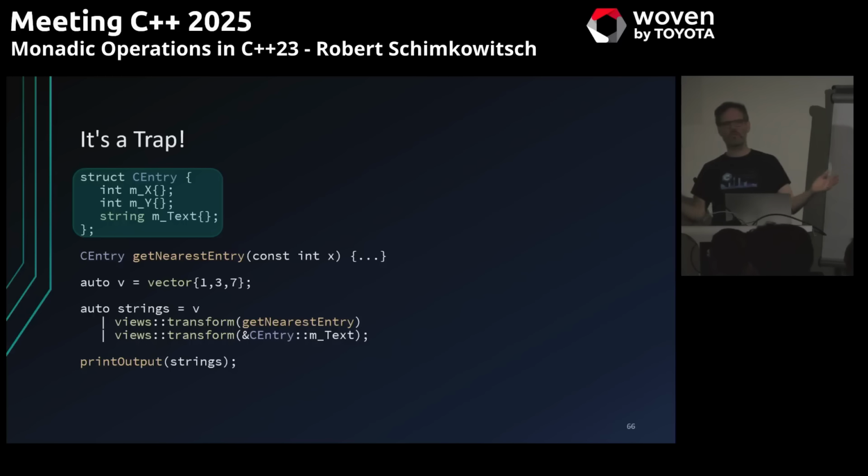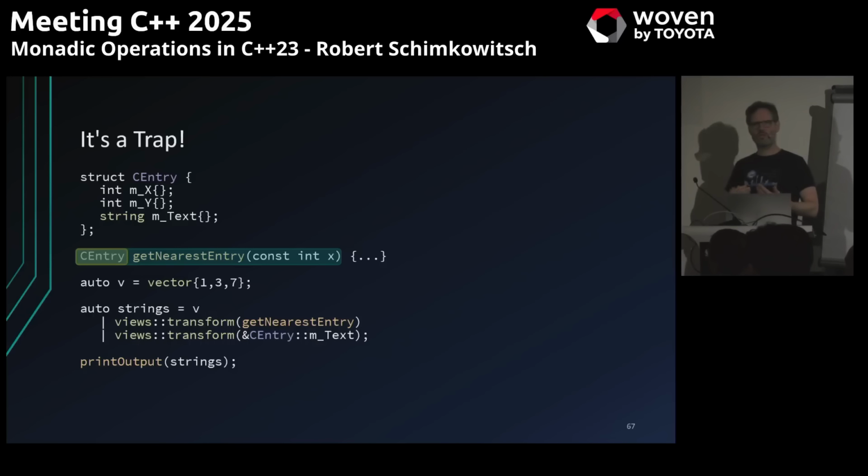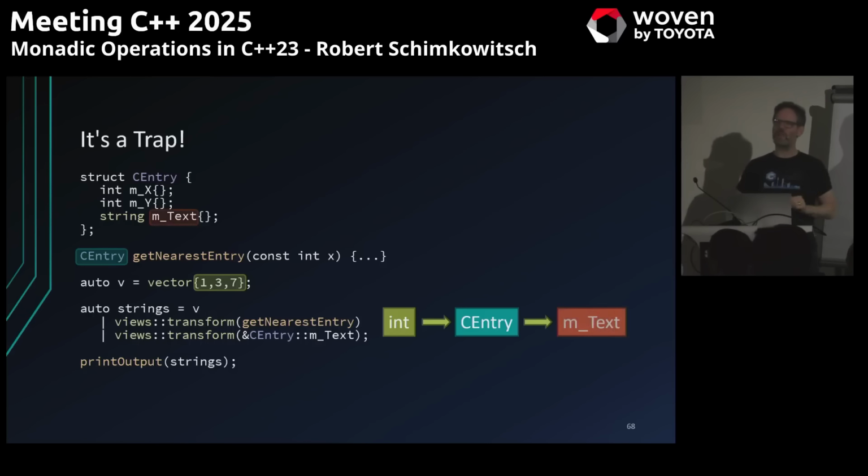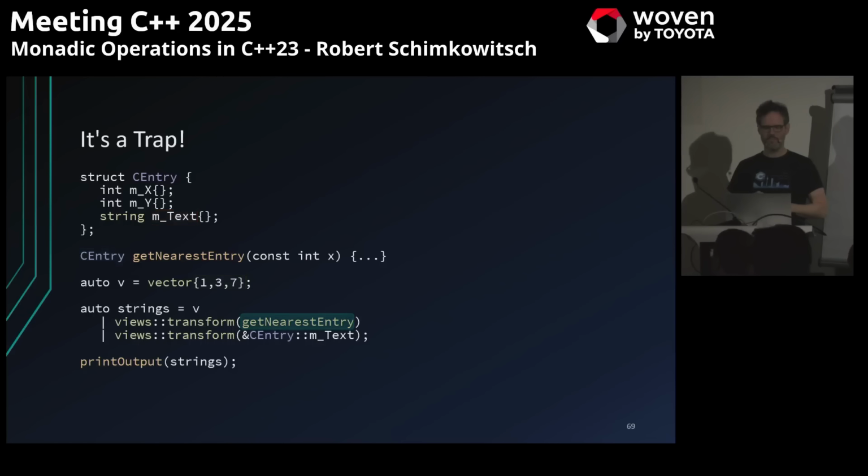We have a very simple struct which contains 2 integers and 1 string. And we have a function which is called getNearestEntry, which takes an integer and returns a CEntry by value. Implementation is not important. What we want is to go from an integer to a CEntry and finally just grab the mEntry member, the string, so that we can print it. And how we do that is we use ranges views and we do a transform with getNearestEntry, which brings us from integer to CEntry structure. And in the second transformation, we just use the text because that's what we want.